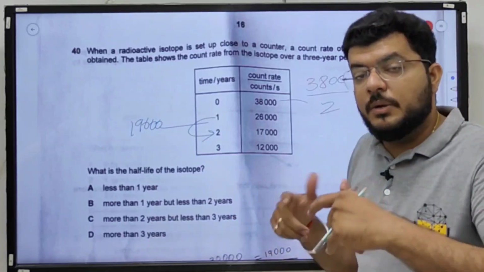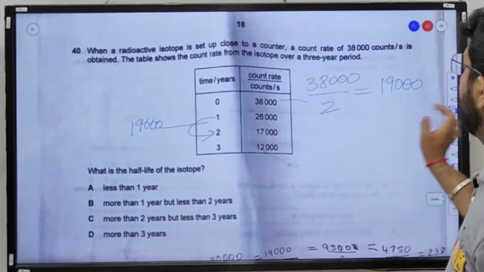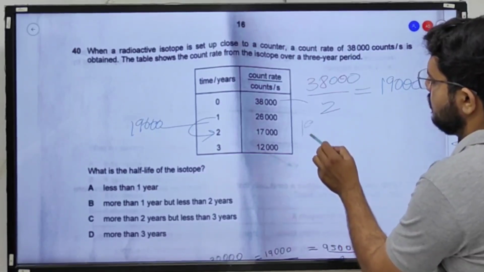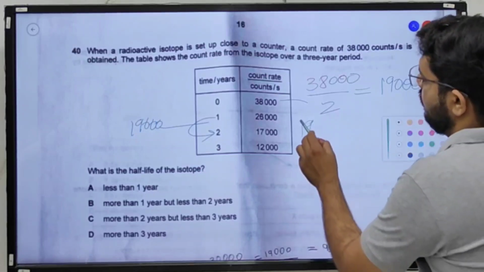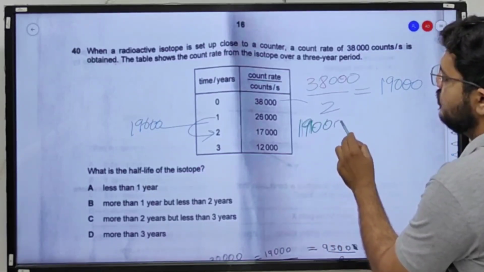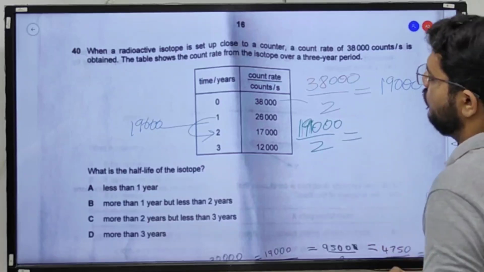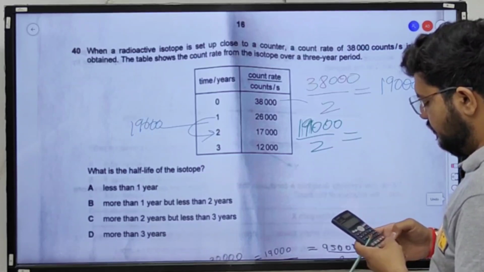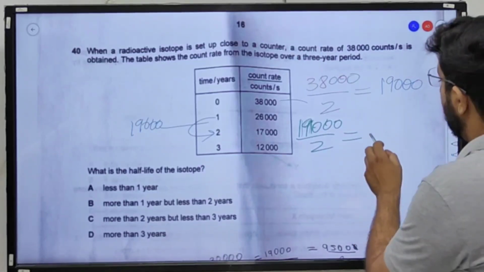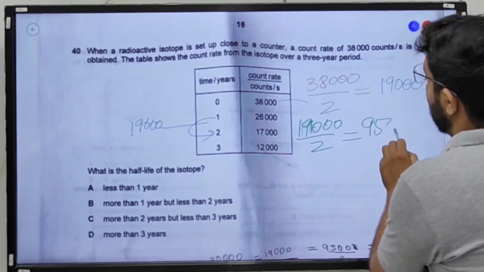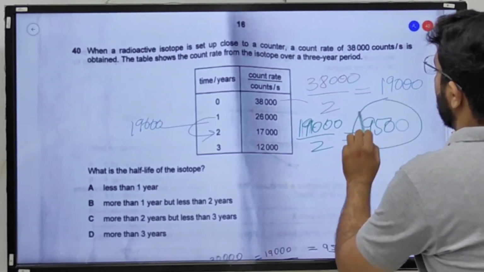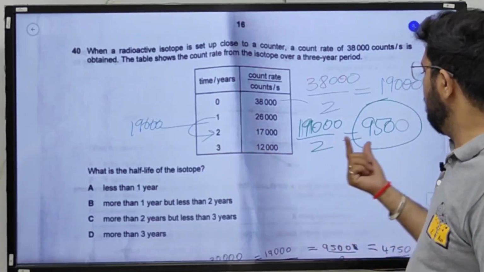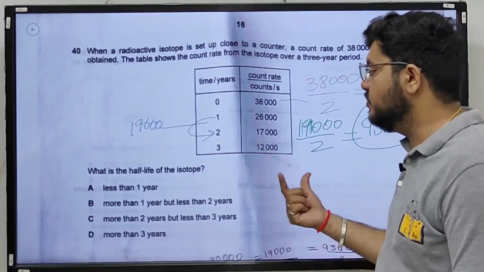Now what if it's 1.5? Right? Because we have the third year also. So let's check that also. I'll divide 19,000 by 2, which gives 9,500. If your half-life was 3 years, the count rate at the end of the third year would be 9,500. But it's not. It's 12,000. Right?